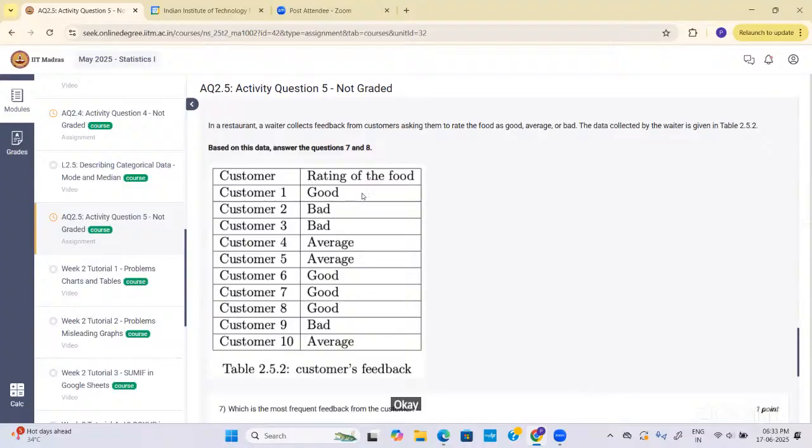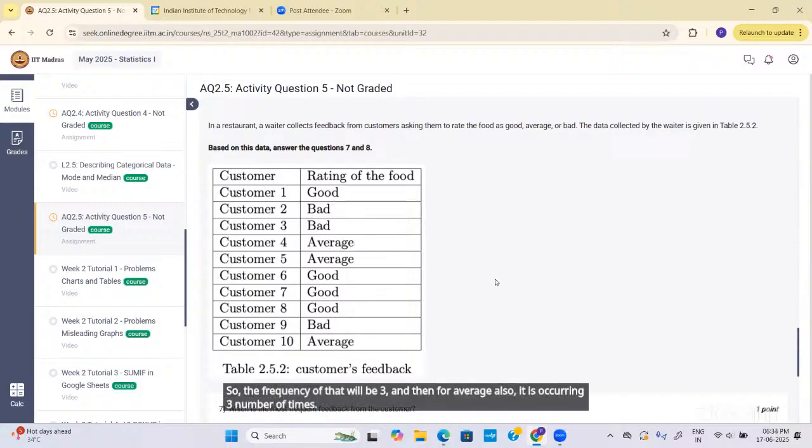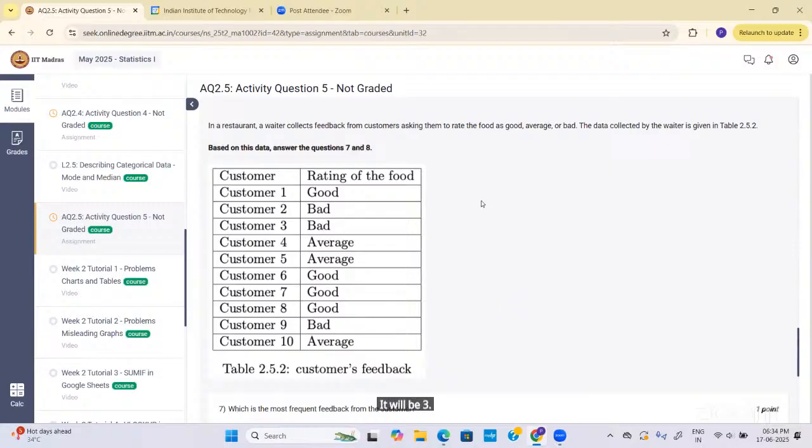Okay. So the frequency of good will be 1, 2, 3, 4. So it will be 4. For bad, we have 3 times. So the frequency of bad will be 3. And then for average also, it is occurring 3 number of times. It will be 3. So now you have your unique categories and their frequency.